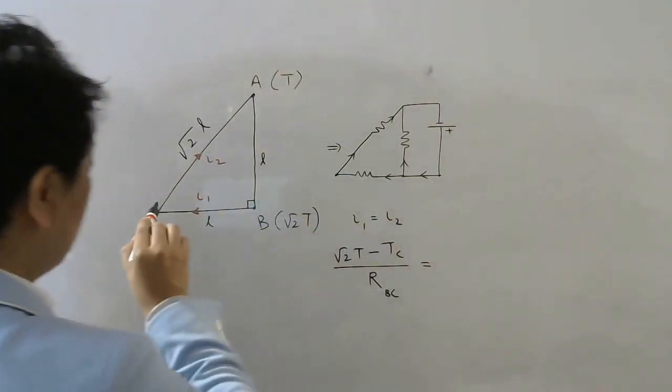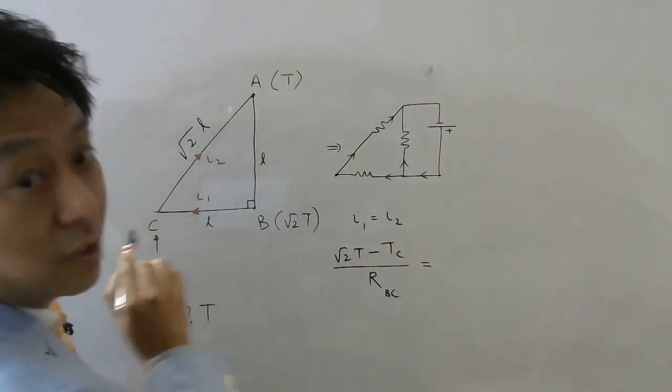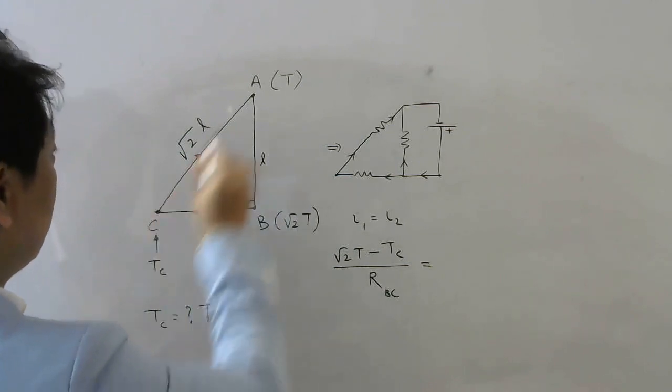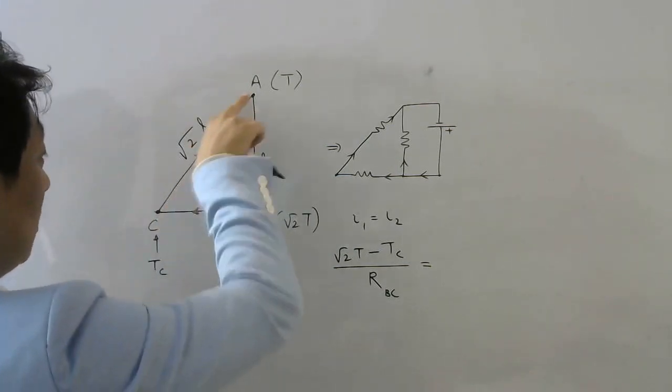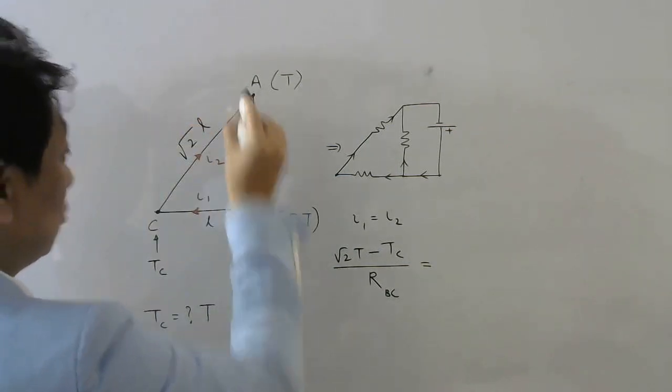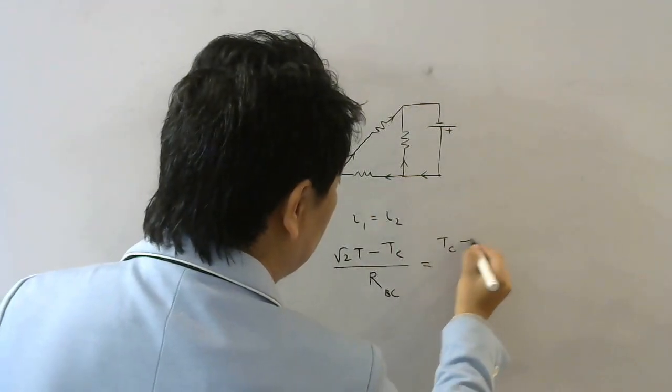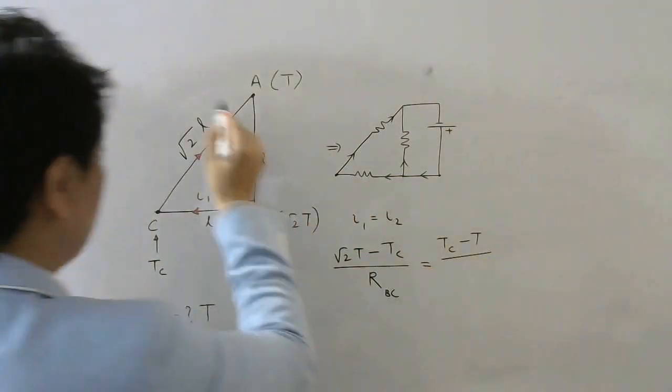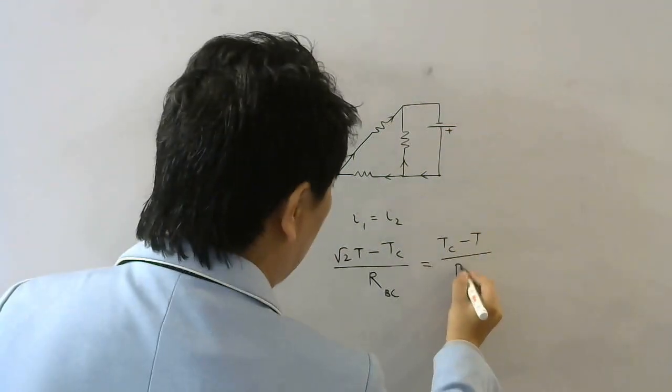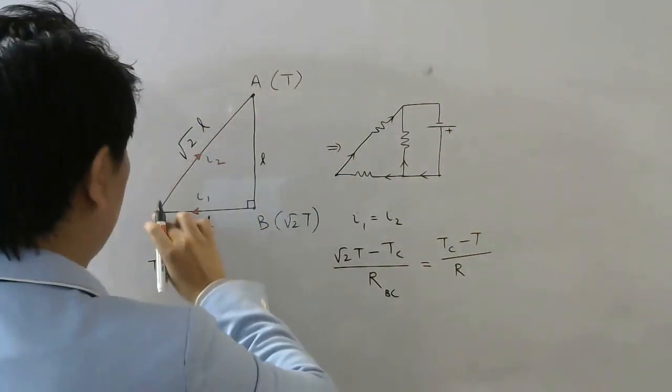equals to I2, the heat current here, right? So heat current, how will you write? Temperature difference. Since current is shown this side, this should be higher temperature, this should be lower temperature. Tc minus T divided by resistance of this part, RAC, or you can say CA.